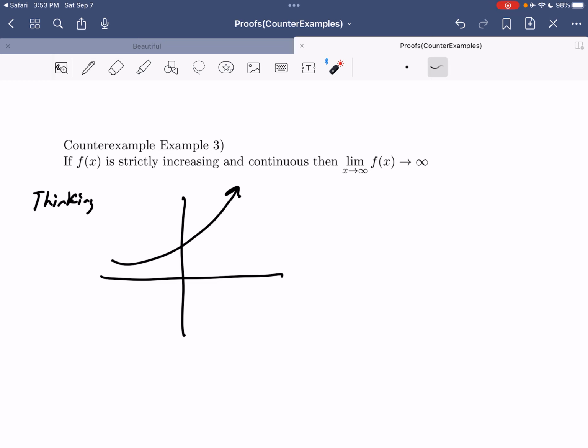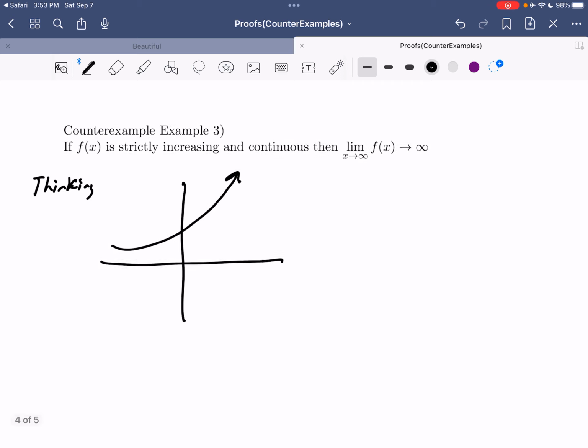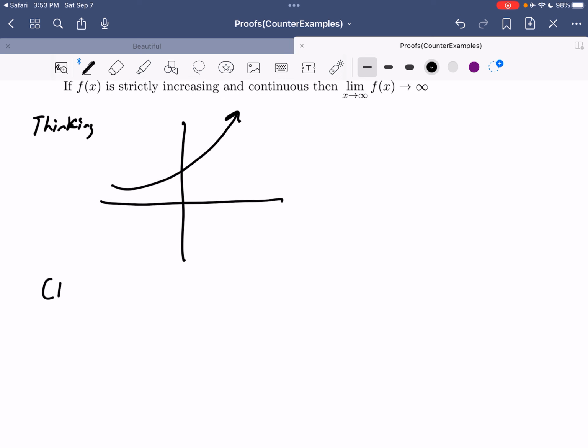It might seem believable. Now, we're doing this as counterexample practice, so we know that maybe something isn't true, and this is what requires that counterexample mindset of how can we break this. So let's see if we can do this first visually, just like we did in the previous one, and then we'll try to come up with an explicit function.